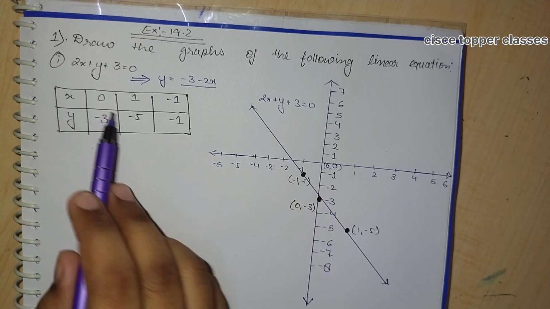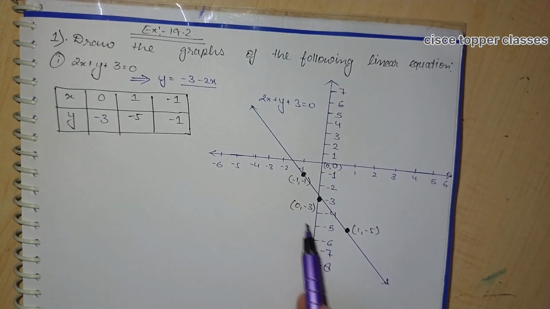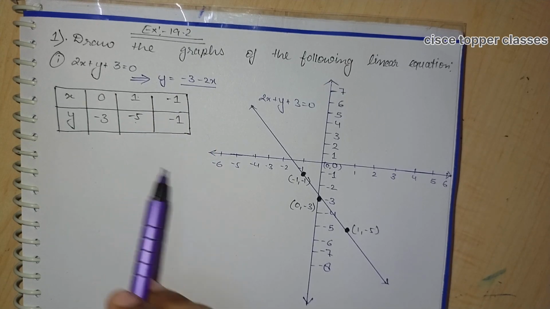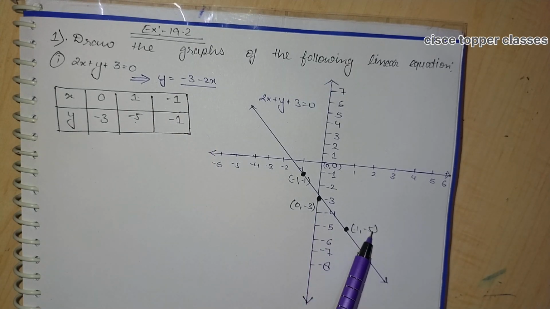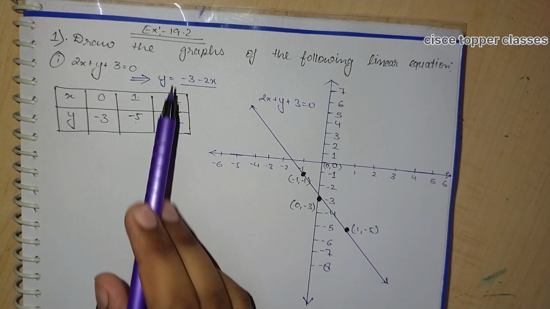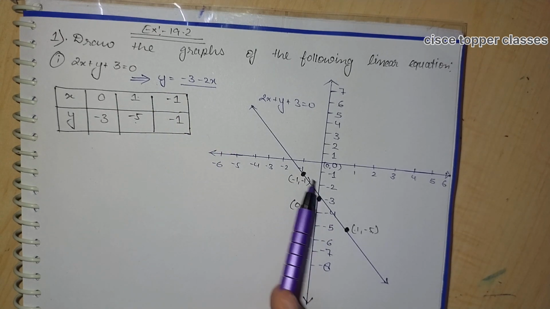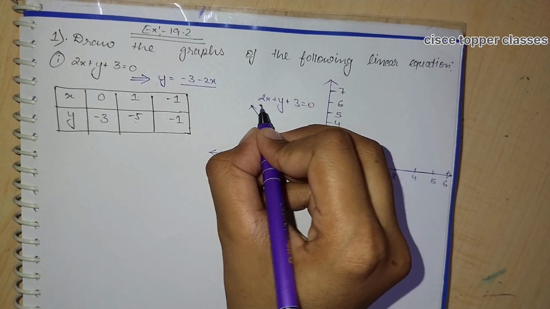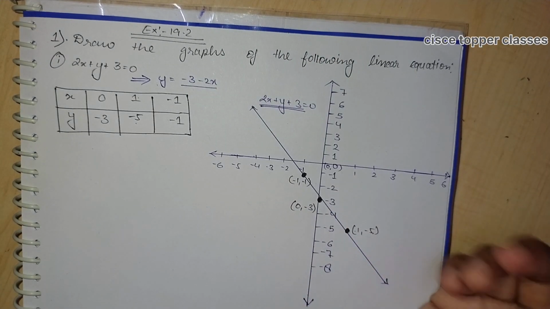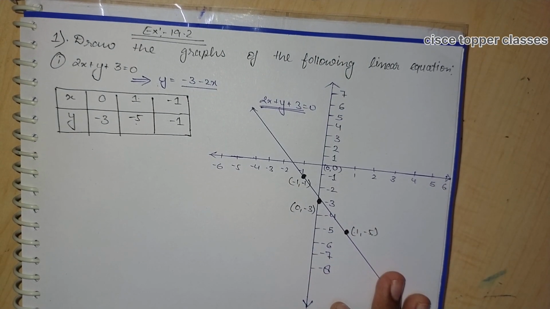Firstly we put 0, so we are getting 0 comma minus 3 as the coordinate, and here if we put 1 here, y is equal to minus 5, so 1 comma minus 5 is one coordinate, and if we put minus 1 here, y is equal to minus 1, so this is one coordinate. And from that if we draw a line, we will get the linear equation 2x plus y plus 3 equal to 0. So this is the solution of question number 1 first part.